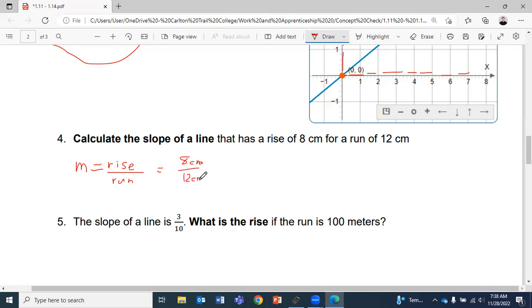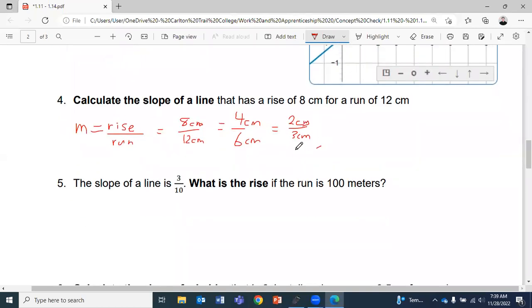So then you're not done here though, because you can simplify this. I see they're both even, so I'm going to divide them both by 2. So I get 4, 6. Oh, they're both even, so I'm going to divide them both by 2 again. And you end up getting 2 centimeters over 3 centimeters, right? It's 2 over 3. That's the final slope here. So you simplify your answer.